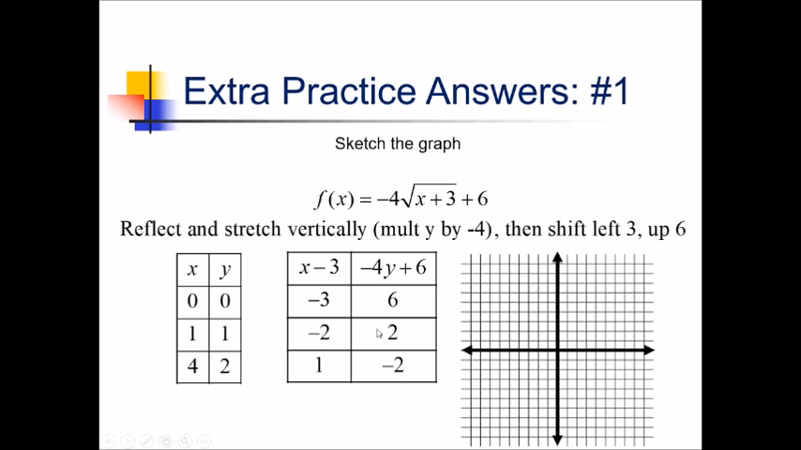Let's put all those together and connect the dots. So we have (-3, 6), which is up here. We have (-2, 2) right there, and (1, -2) right there. Now the square root function has a starting point, and it goes forever in only one direction. (0, 0) was the original start. That has now transformed into (-3, 6). So this spot right here is where we're going to start, and then we'll go in one direction through the remaining points.